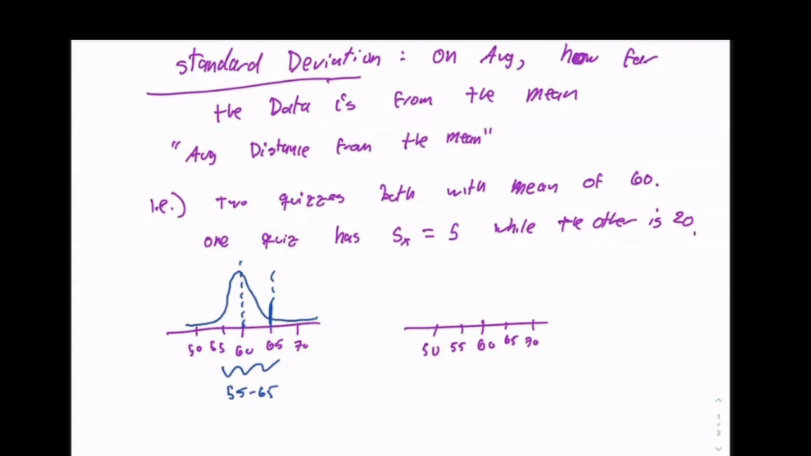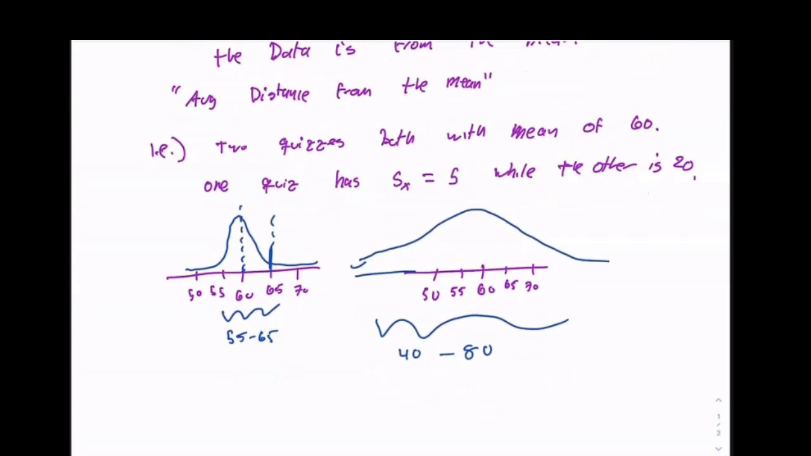However, we can also talk about a quiz that has a mean of 60, but its graph looks like this. In this case, most of the scores are going to be between 40 and 80, because this one has a standard deviation of 20.